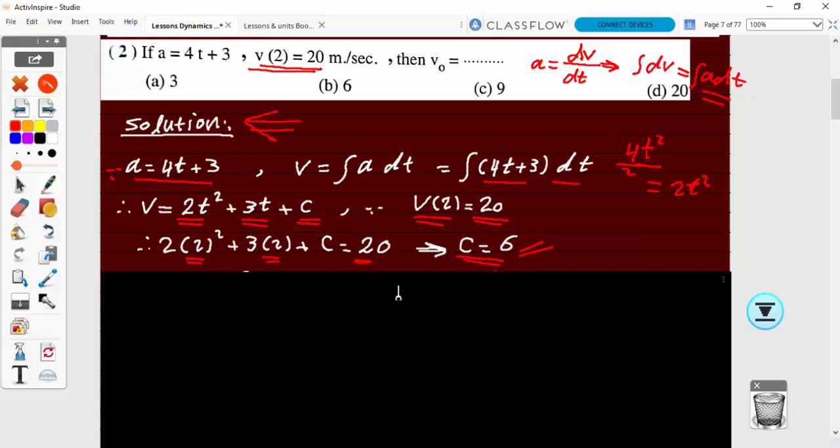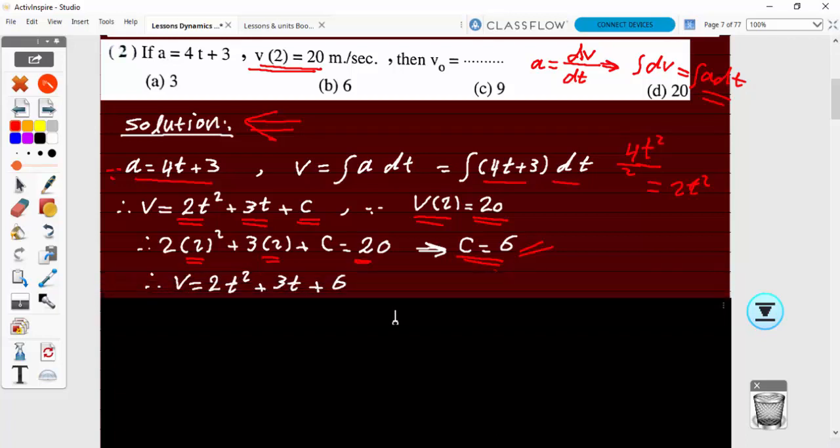Okay, so what is the value of the velocity? V equals 2t squared plus 3t plus 6. Here, don't forget, V equals 2t squared plus 3t plus c. And we deduced the value of c, it was 6. So we have V equals 2t squared plus 3t plus 6.